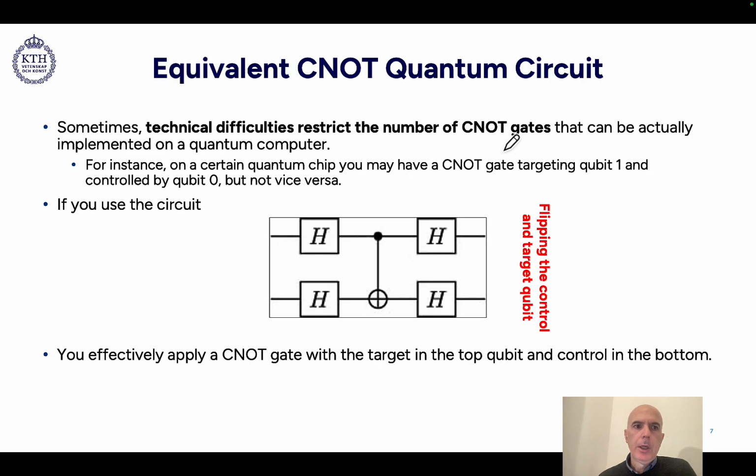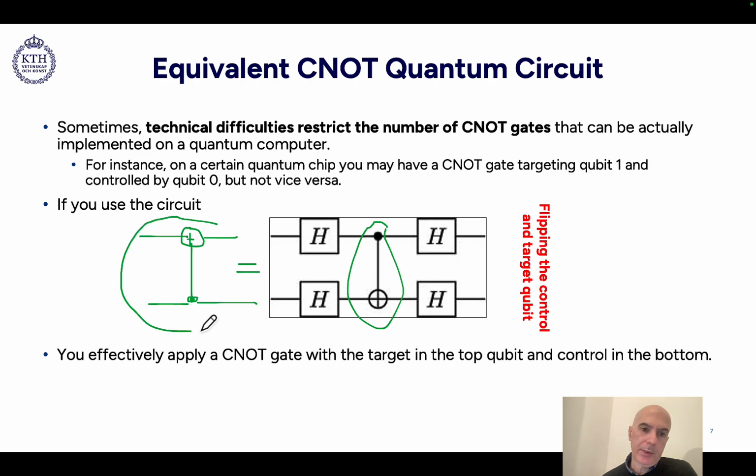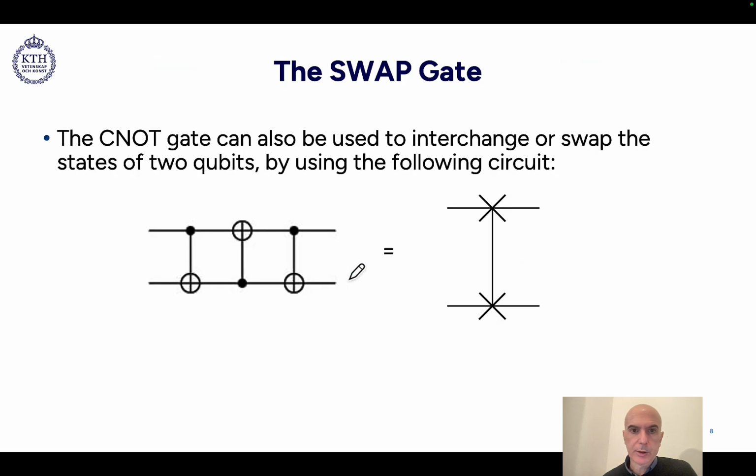The symbol for the CNOT gate is the following, where we have the NOT gate on the target qubit. So in this case the second qubit is the target, and then this filled dot is the control qubit. In some cases, we have technical difficulties restricting the number of CNOT gates, or which qubit is the target and which one is the control qubit. So we can use gate equivalence. For instance, if we have a situation like this one, where the control qubit is the second qubit, then we can express this with this equivalent form. Let's say that we have only this kind of CNOT on the machine. We can implement this other CNOT gate, where we swap the control and the target, by using this equivalent circuit.